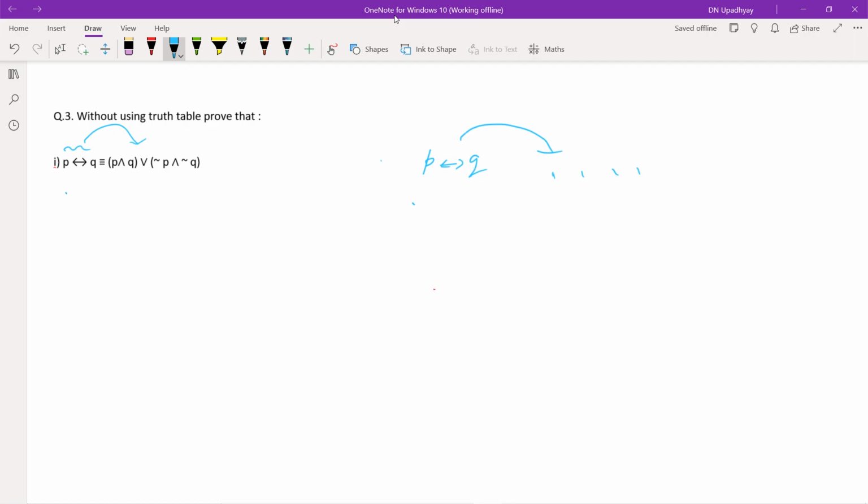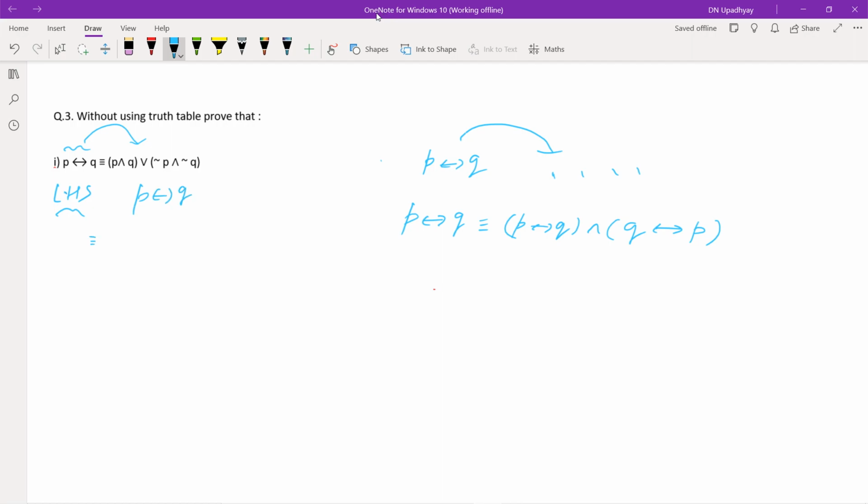If there is exactly such a law, if you see in that table, it is the biconditional law. What is that law? The biconditional law says that P if and only if Q is equivalent to P implies Q and Q implies P. This is the biconditional law.